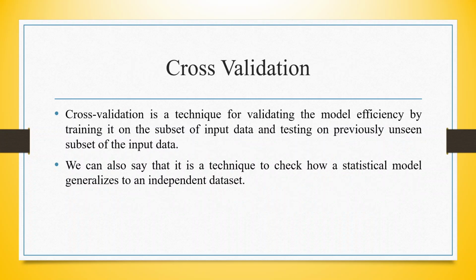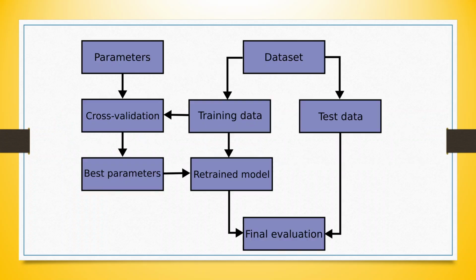We run the cross-validation in the neural network. It is a technique for validating the model efficiency by training it on a subset of input data and testing on a previously unseen subset of the input data. We can also say that it is a technique to check how a statistical model generalizes to an independent data set.